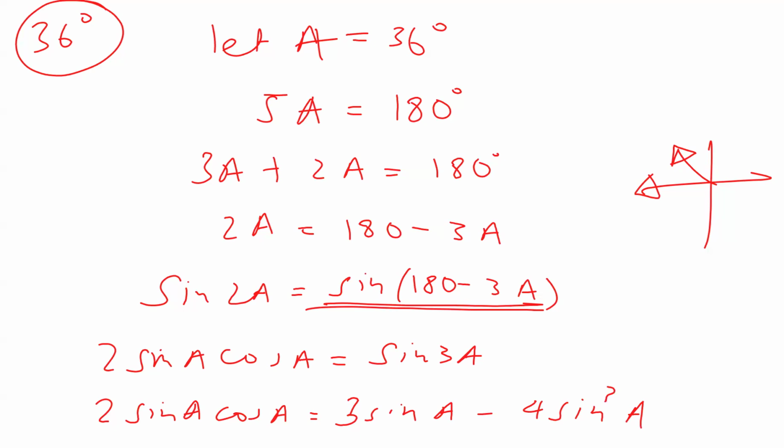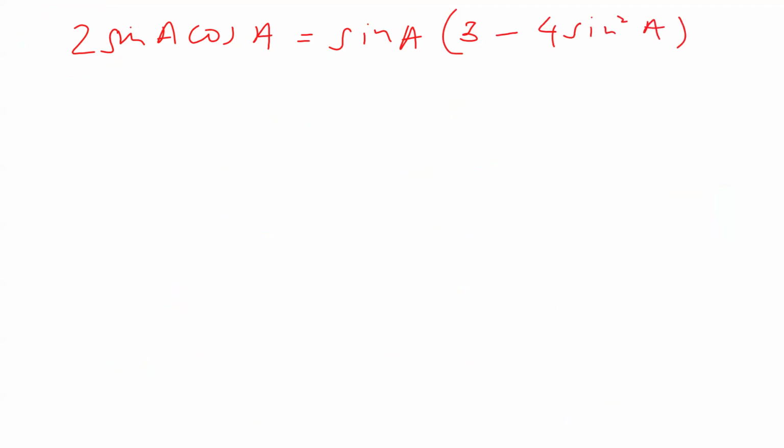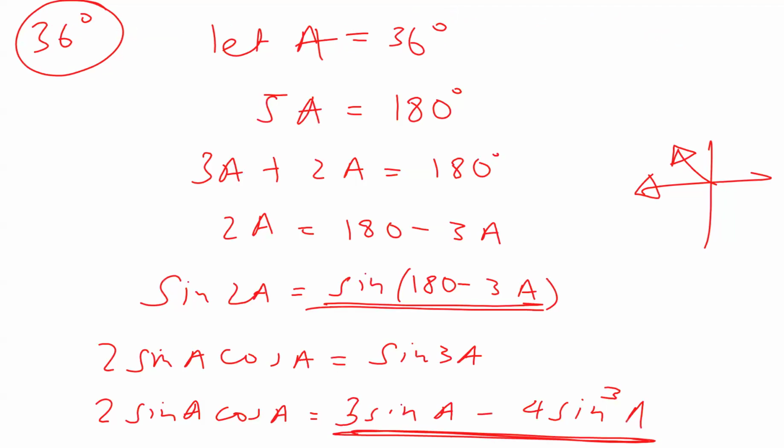Anything wrong? Correct, correct. You're seeing the formula. Now, what should be done on the right hand side? Take sine A common. Correct. Good. 2 sine A cos A equals sine A times 3 minus 4 sine square A. I took sine A common.